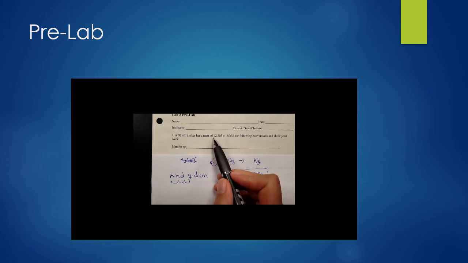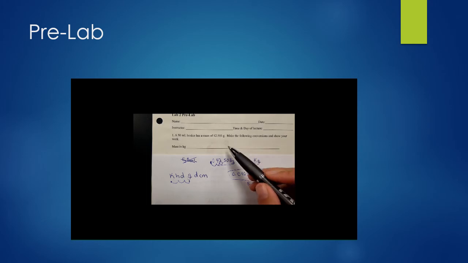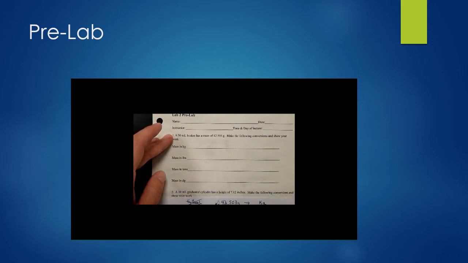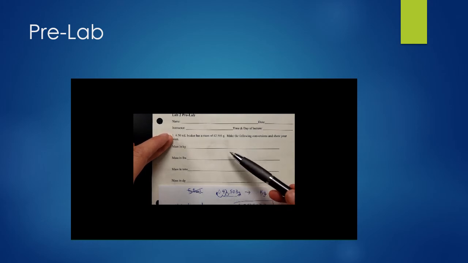In the original number, 42.503, all of those digits are significant. 4, 2, and 5 are all non-zero numbers, so they count. That 0 counts because it's between two non-zero numbers and because there's a decimal point. So all 5 of those are significant. Since we have 5 significant figures in the original number, our conversion answer will have 5 significant figures. That means when you work through the rest of these problems for number 1, every one of these answers should have 5 significant figures.